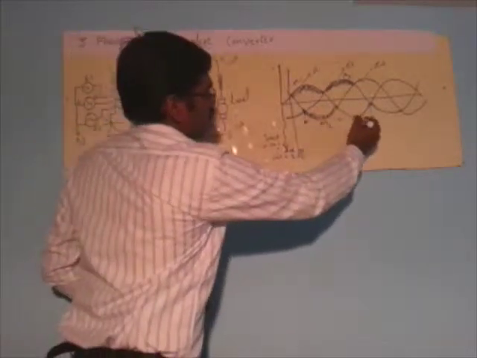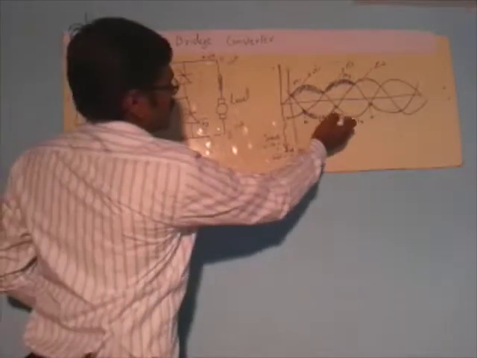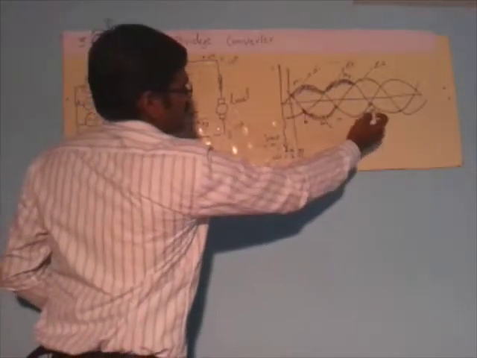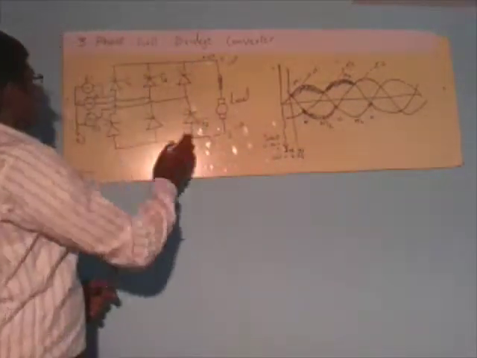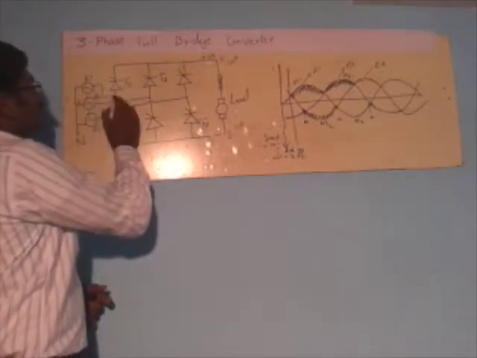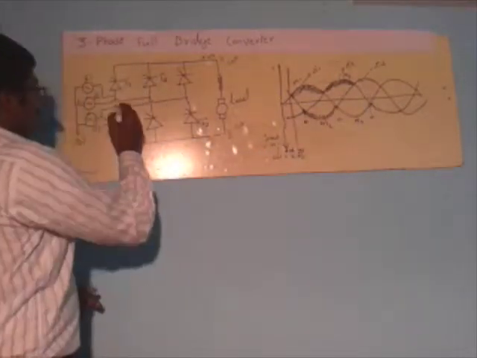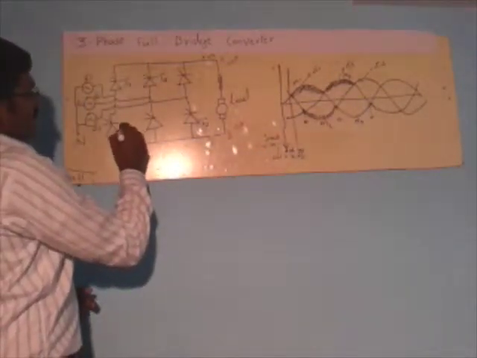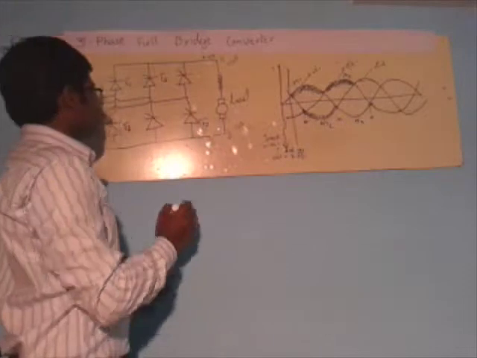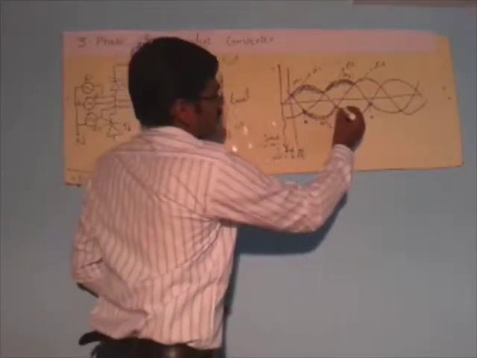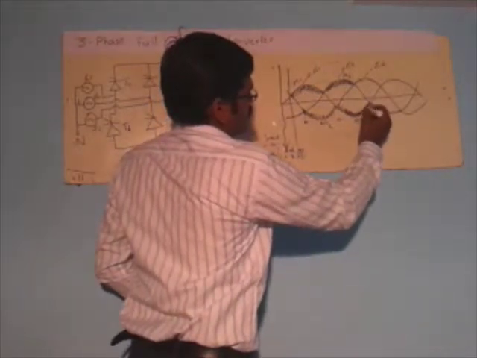Then next, mode 4 operation. Here we can see this is a waveform from source E1. Source E1 will go to this point, and E1 is negative. It's a negative cycle. So thyristor T4 will conduct. That is mode 4.